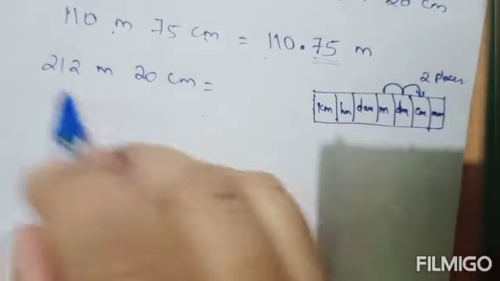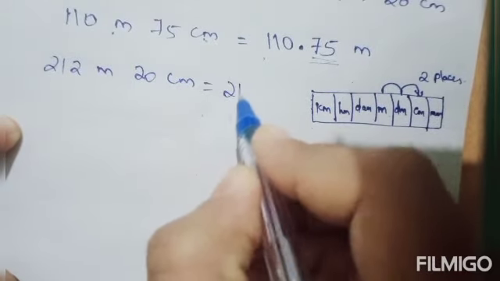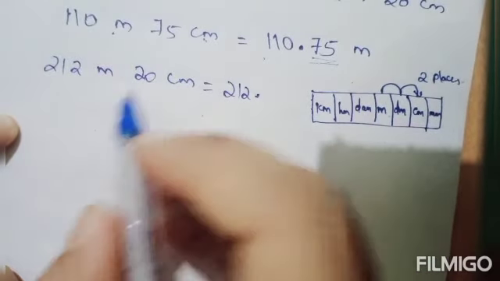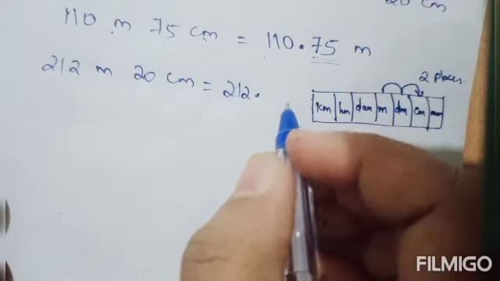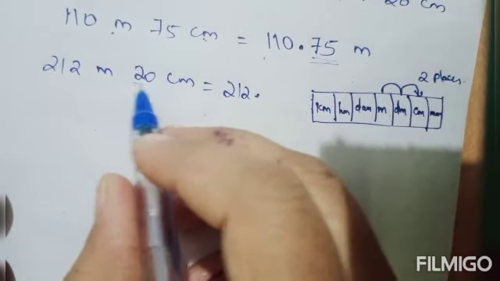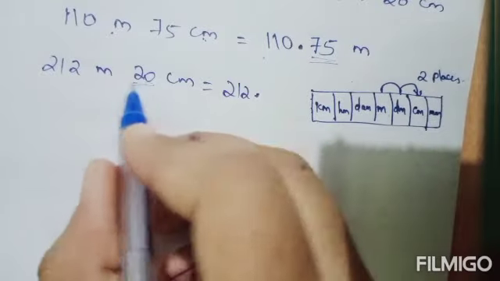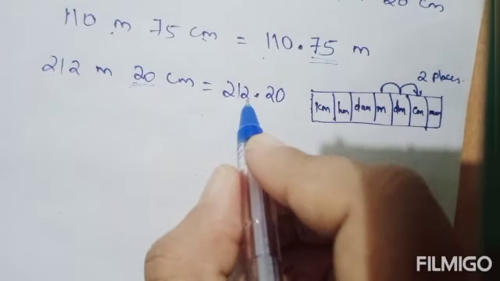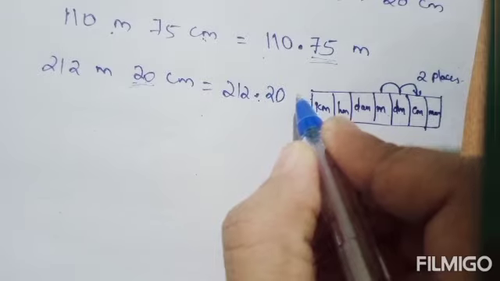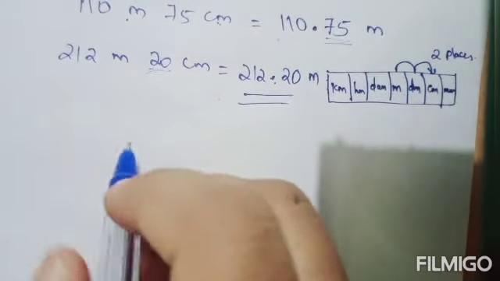Next, 212 meter 20 centimeter. If you are writing this in decimal notation, what will come? This meter part you can write before the decimal point. The centimeter part you can write after the decimal point. That should contain 2 digits. Here 20 centimeter is given. It contains 2 digits, so you can write that. Okay, 212.20 meter it is.